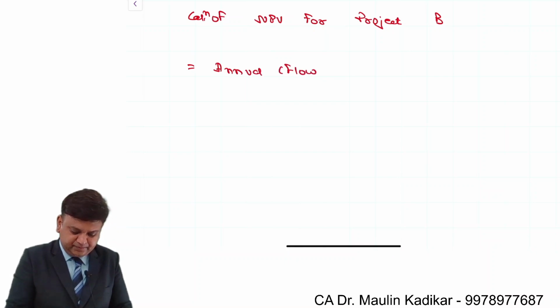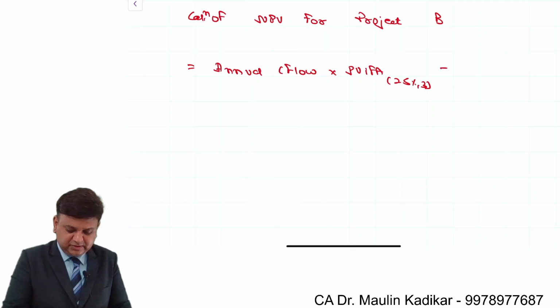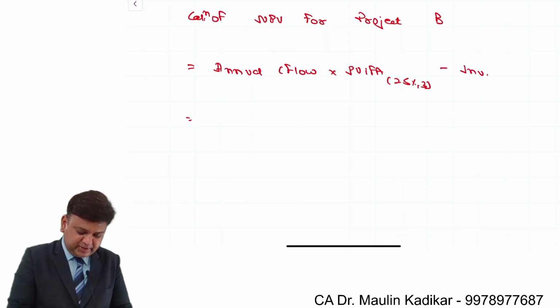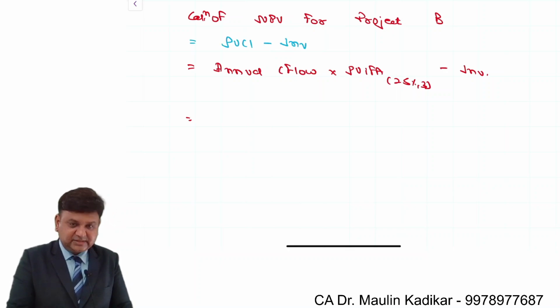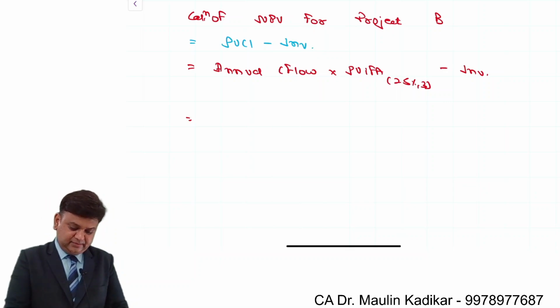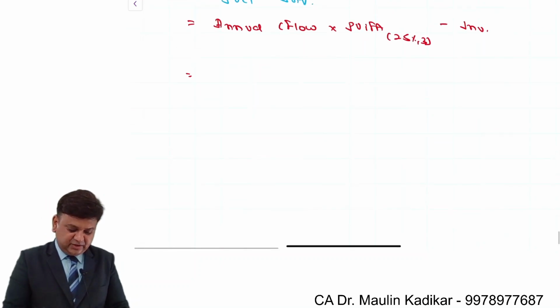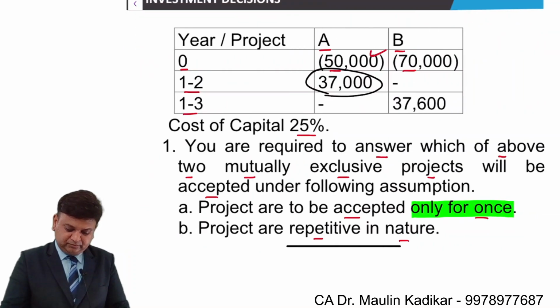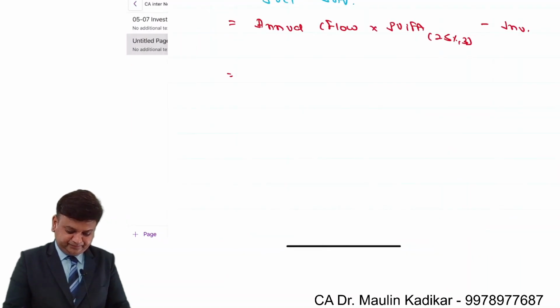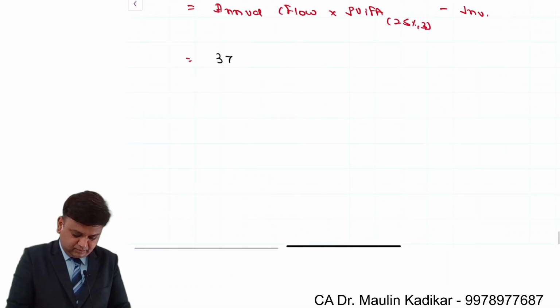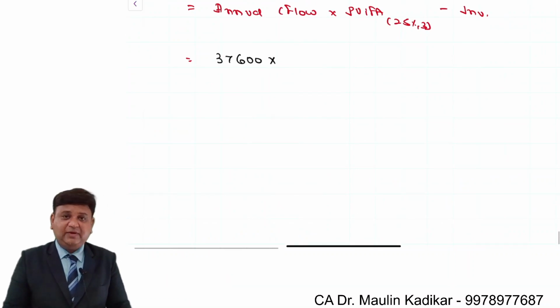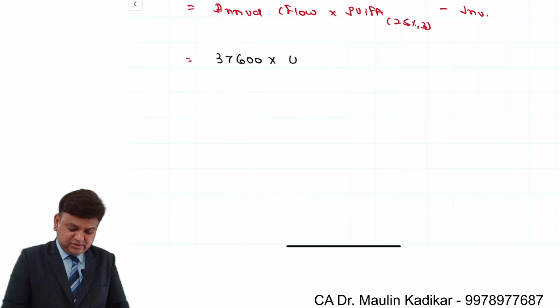Annual cash flow into PVIFA at 25% for 3 years minus investment. So I'm writing in this way: present value of the cash inflow minus investment. That is the way I'm writing it. The annual cash inflow is 37,600, PVIFA 25% for 3 years.